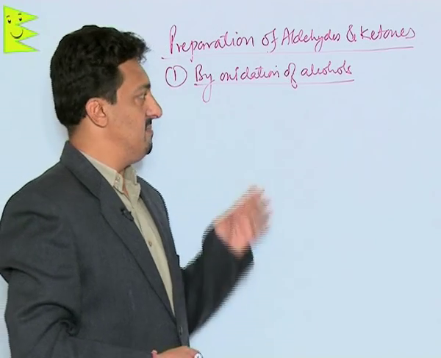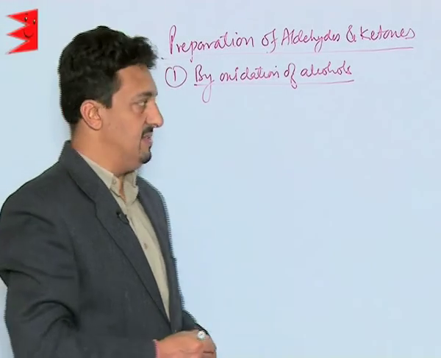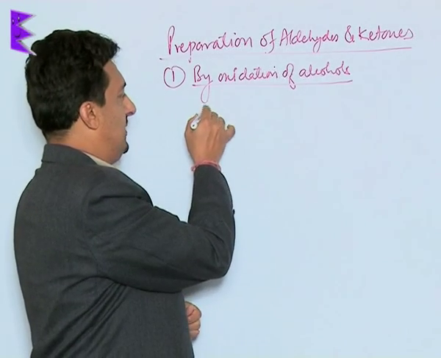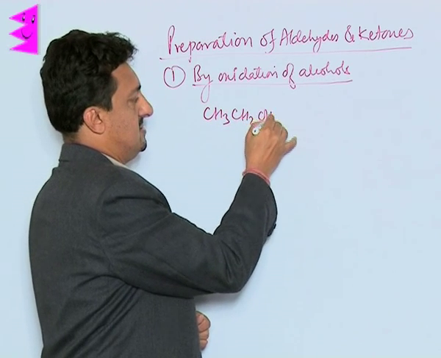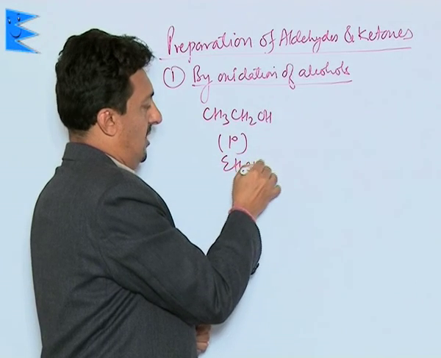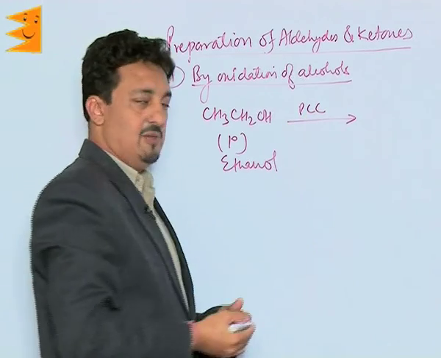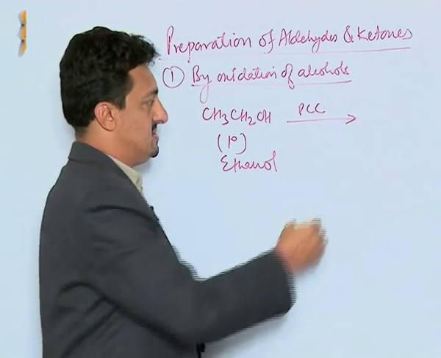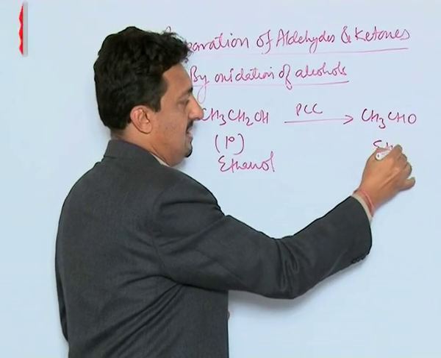The first method is by the oxidation of alcohols. This we have done in the chapter of alcohols. We know that primary alcohols like ethanol can be oxidized by using PCC or PDC or Collins, any of these reagents, to the corresponding aldehyde, ethanal.